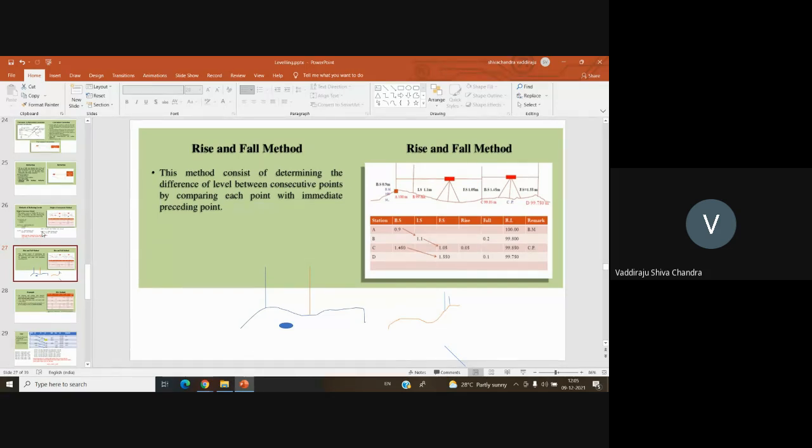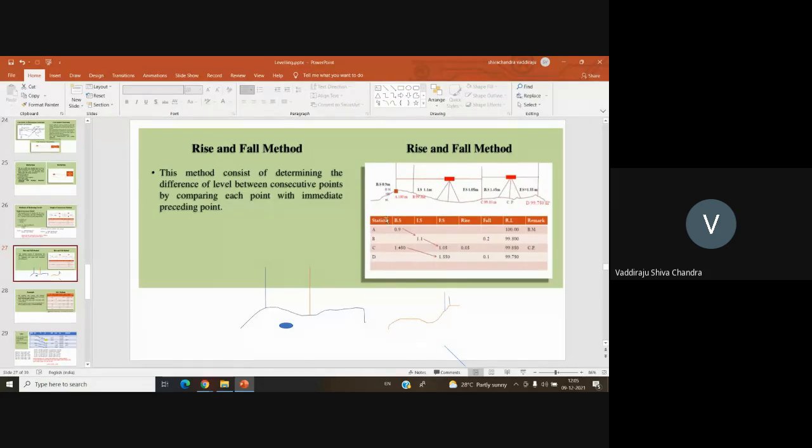In this figure you can see one instrument established at one point, and the benchmark is 100 meters at A, and a backsight is taken here of 0.9 meters. Then an intermediate sight is taken at 1.1 meters, and a foresight is taken of 1.05 meters. After these three readings, the instrument is shifted, and again a backsight and a foresight are taken. In the second setup only two readings were taken; in the first setup, three readings were taken.